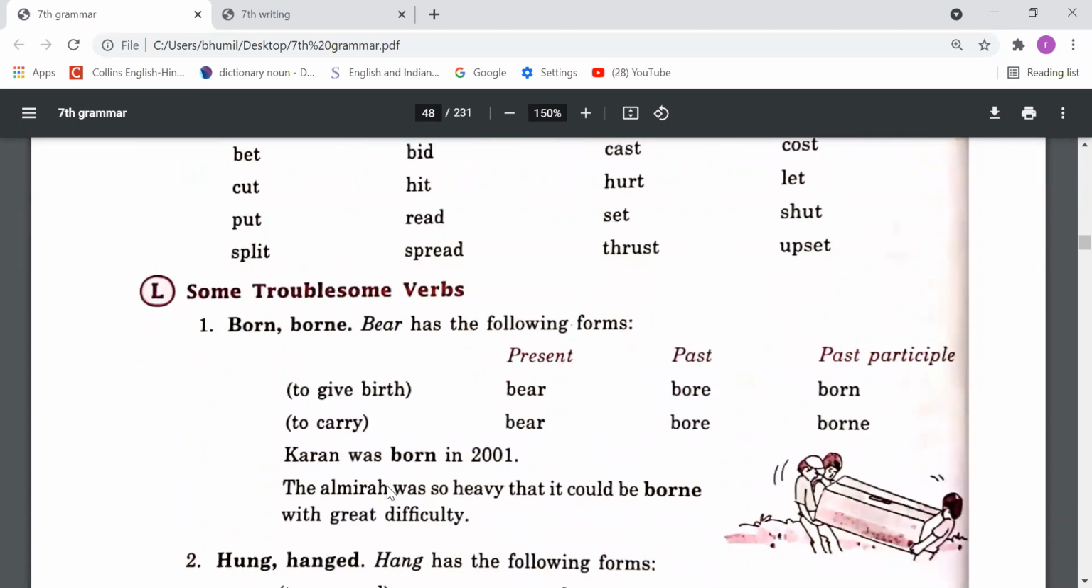Now some troublesome verbs. Some troublesome means some verbs are bothersome. You need to understand those verbs. First is bear, bore, borne. Bear has the following forms. One word in the English language is bear, b-e-a-r, and it has two meanings. One is to give birth. Second is to carry. When we talk about giving birth, bear, bore, born, b-o-r-n. When we talk about carrying, bear, bore, borne, b-o-r-n-e. So you need to see for which meaning we have used the verb, and according to that we have to use it.